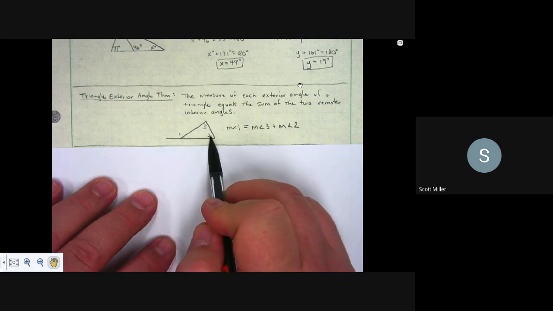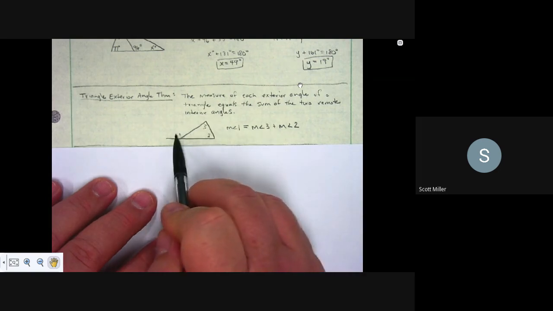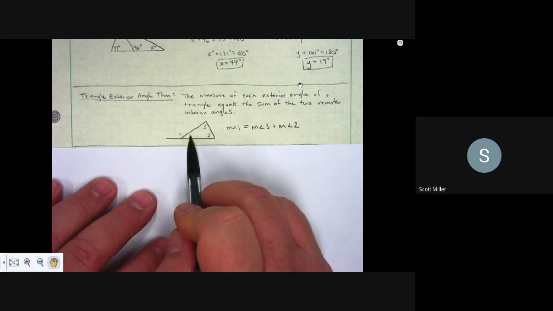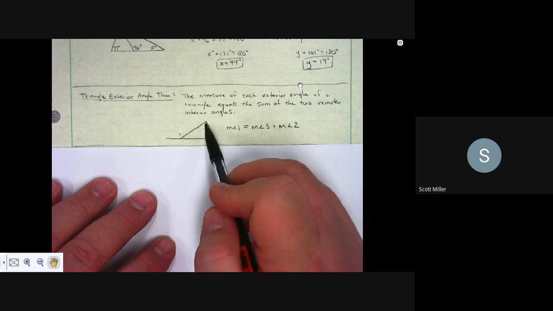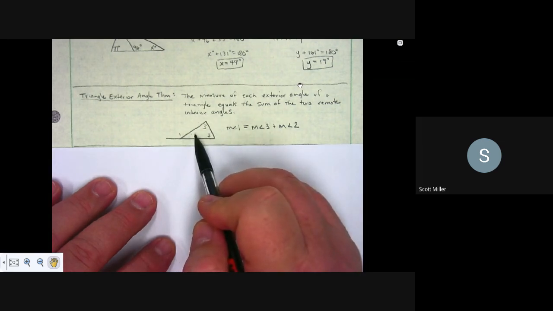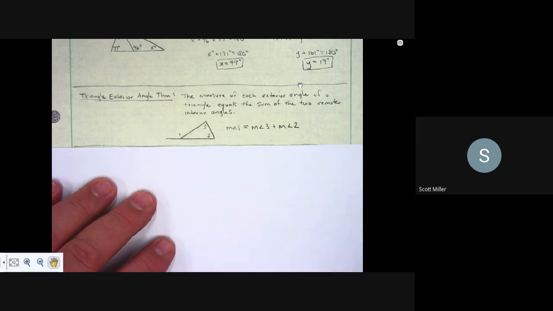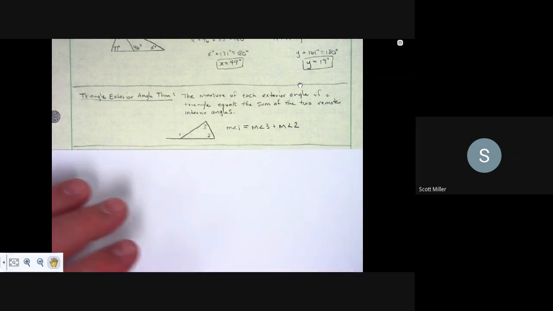Okay? And if you stop and think about it, that makes sense. This angle and this angle are supplementary, so they add to 180. These two angles, plus this one, add up to 180. So these two sums must equal that one right there. Okay? That's a useful angle relationship also.